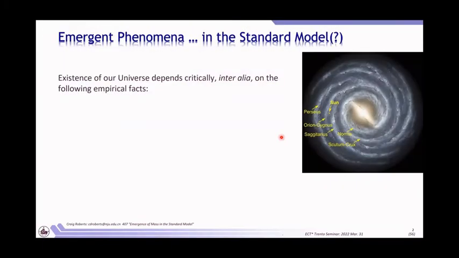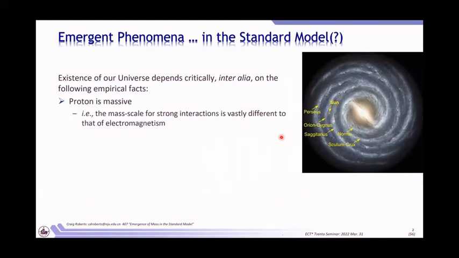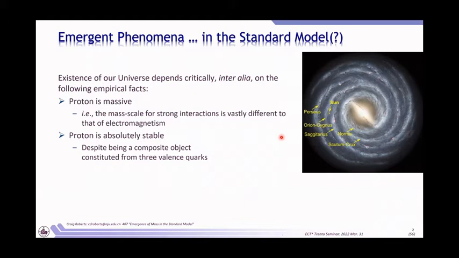So to begin, our universe is what it is, and its existence depends on a few simple facts. One of them is the proton is massive, and by that I simply mean that the mass scale for strong interactions is so very different to that of electromagnetism. Further, the proton is absolutely stable, and that's peculiar because the proton's a composite. It's made of 3 valence quarks, and in our experience, almost every composite object we know falls apart into its constituents. But that's not true of the proton. In the 14 billion year history of our universe, no proton has ever been seen to decay. And the lifetime of the proton in experiment is much larger than that.